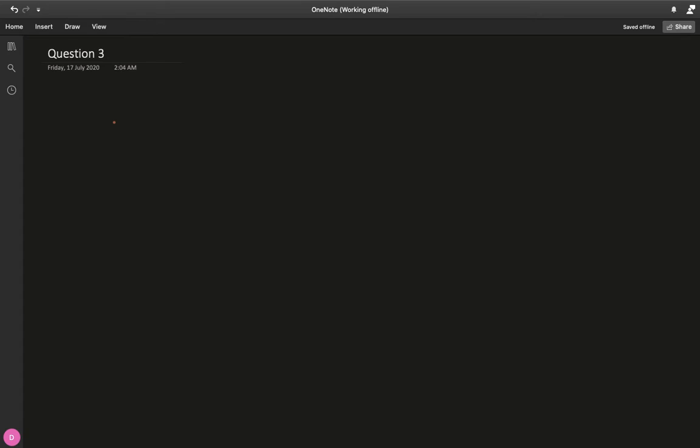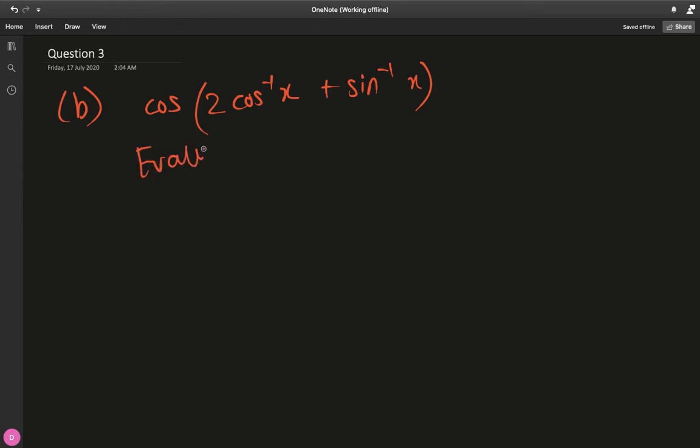So now I'm going to do question 3 part B. So the question you could do instead of that proof. It goes like this: you have cosine of 2 times cosine inverse of x plus sine inverse of x. Given this, you have to evaluate the expression at x equals 1 over 5.